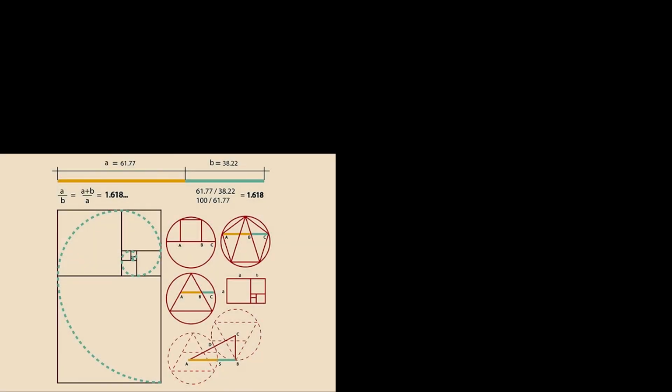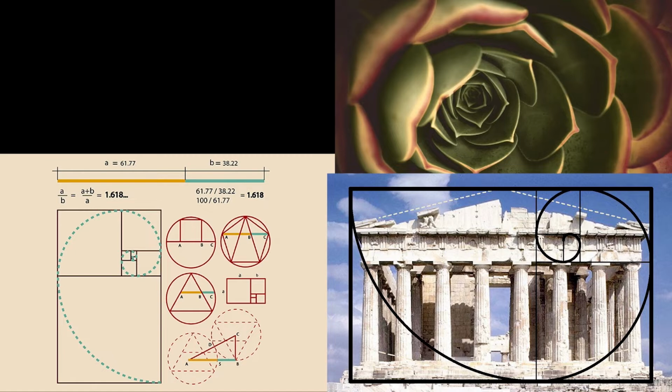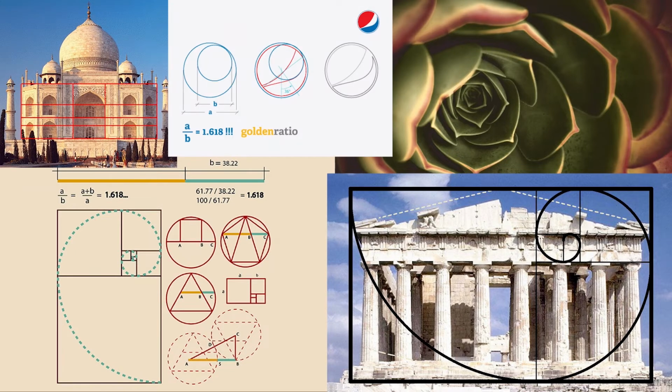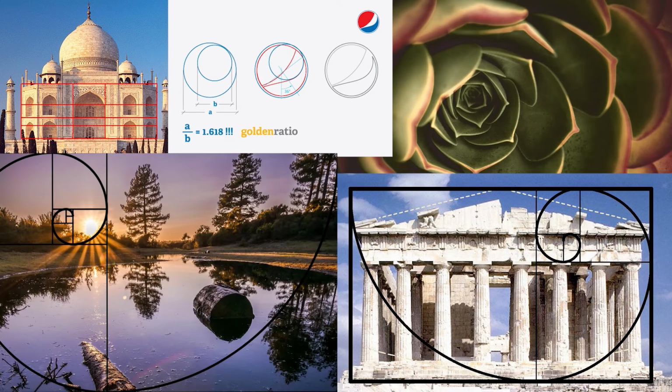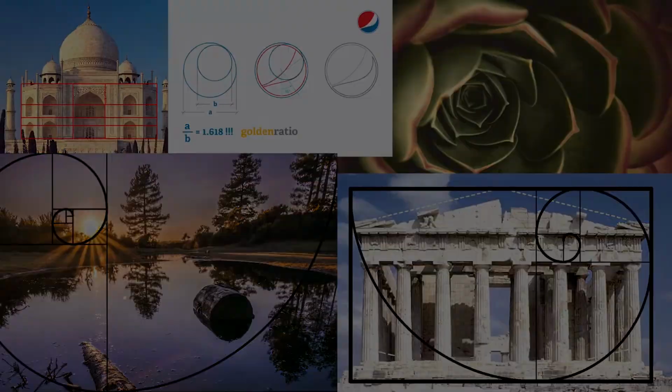Today, we'll be exploring the basics of the golden ratio, the Fibonacci series, and the mathematics, science, and aesthetics of it in nature and design. We'll also take a look into why we see the golden ratio so often.